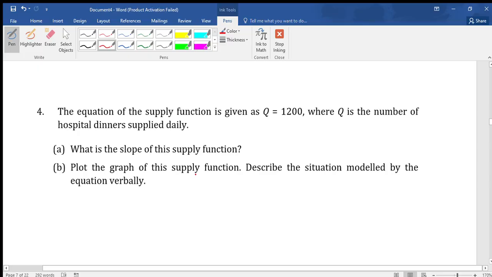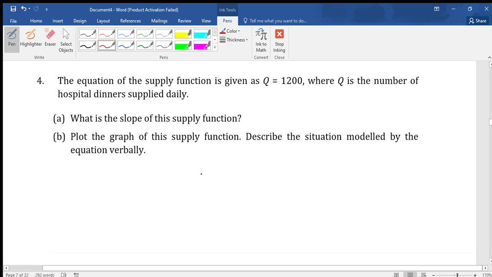Let's go to the last question. The last question says the equation of the supply function is given by Q equals 1200, where Q is the number of hospital dinners supplied daily. What is the slope of this supply function?